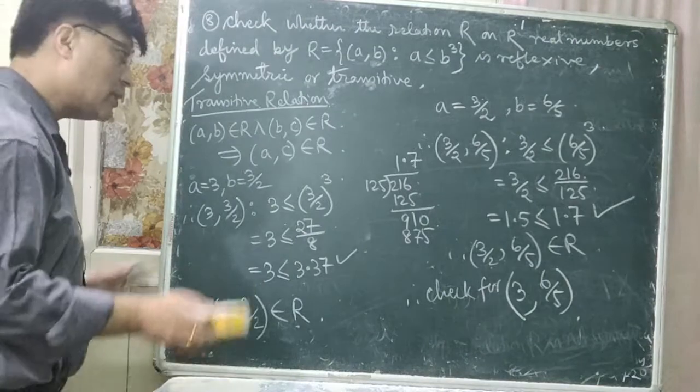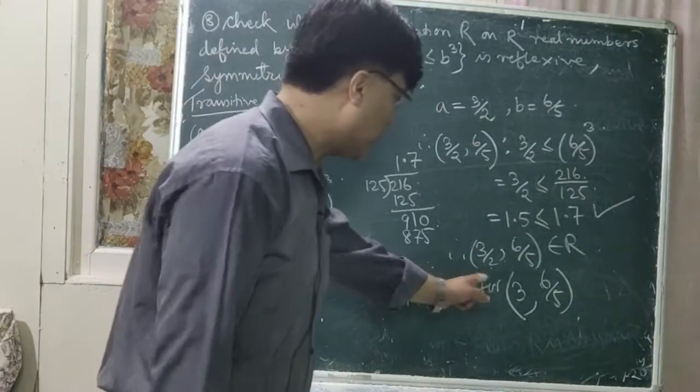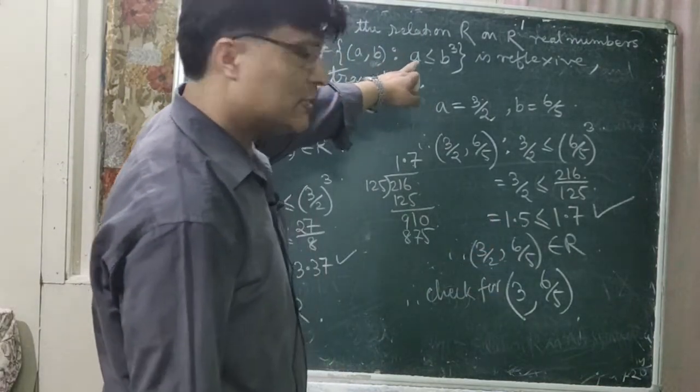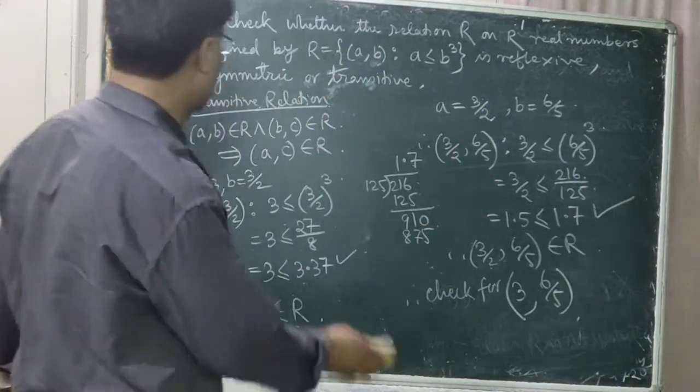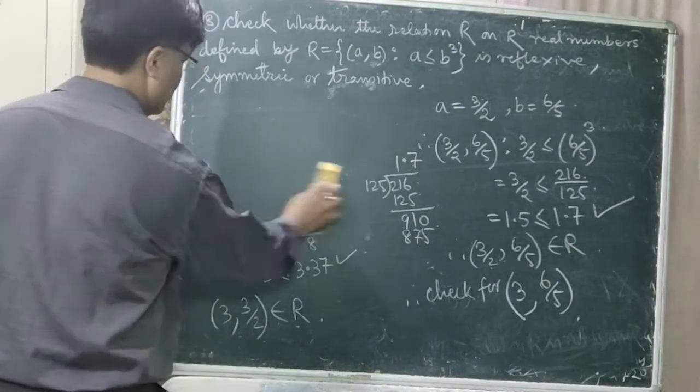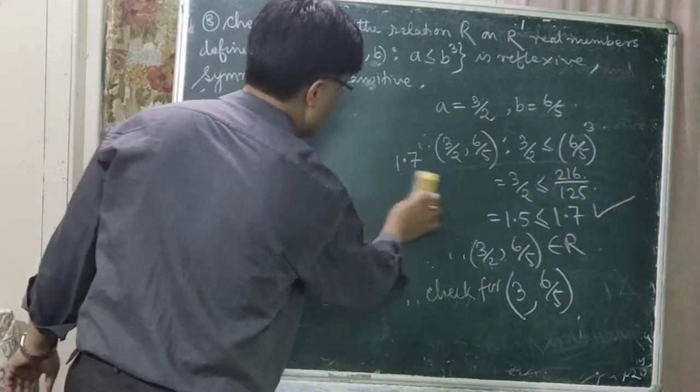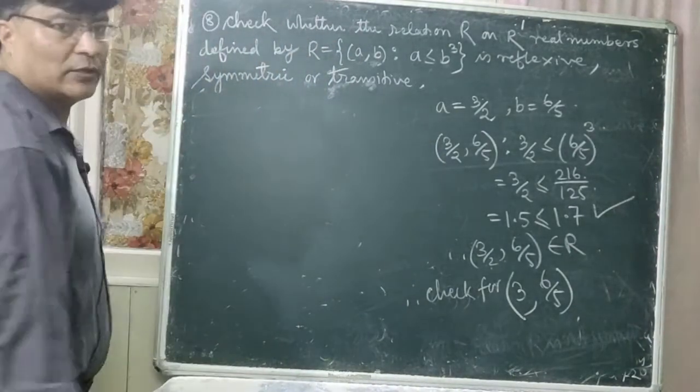Okay. So now let us check it. Does 3 comma 6 by 5 satisfy the relation a less than or equal to b cube or not? Let us check it. So I think you have understood it.